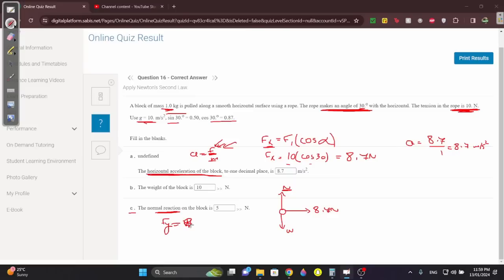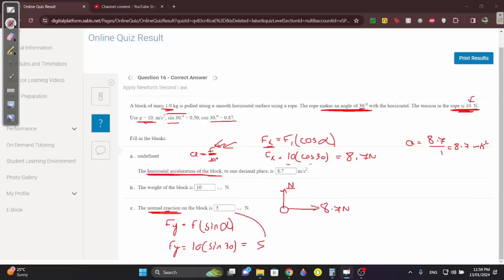Let me repeat. You have the block. In part A we found the horizontal force was 8.7 newtons. If there's a horizontal, surely there will be a vertical. In this case, they call it the normal reaction, the vertical force, the Fy. How do you find Fy? It's the force F times sine of the angle. So Fy equals the force, which in this case is 10, times sine 30, and you're going to get 5 newtons.